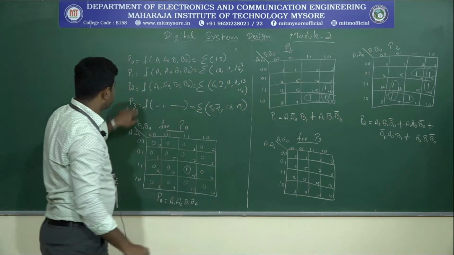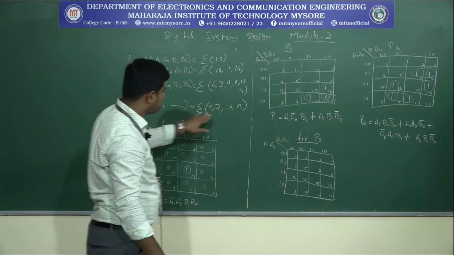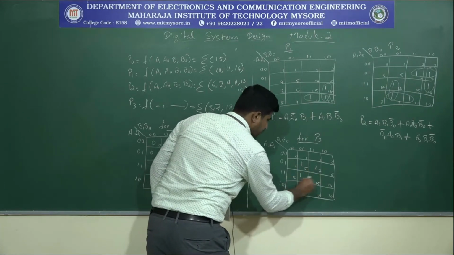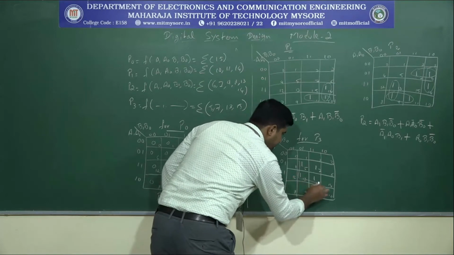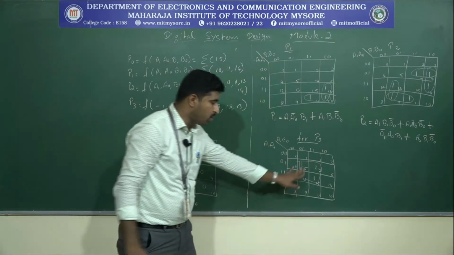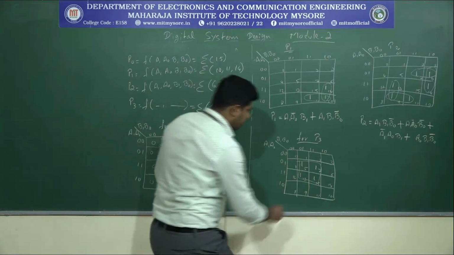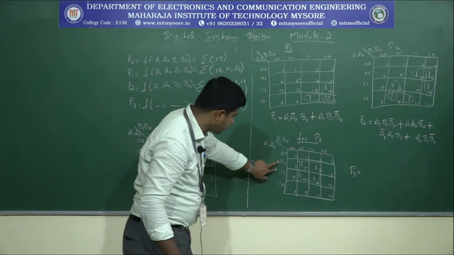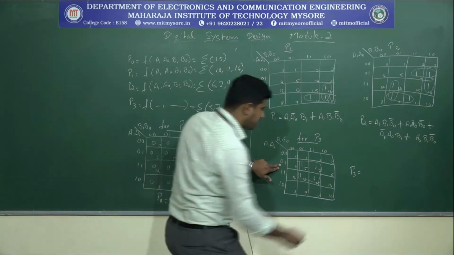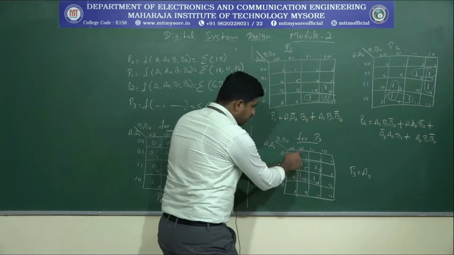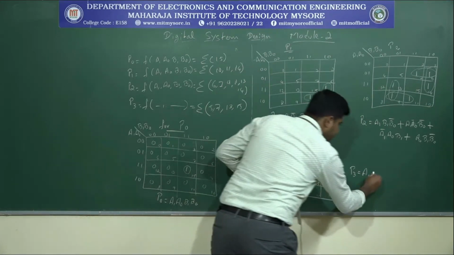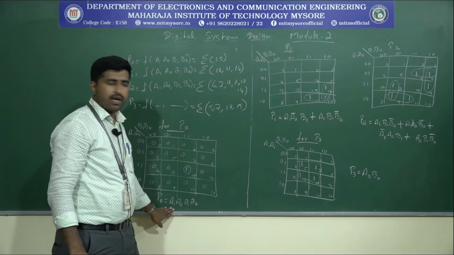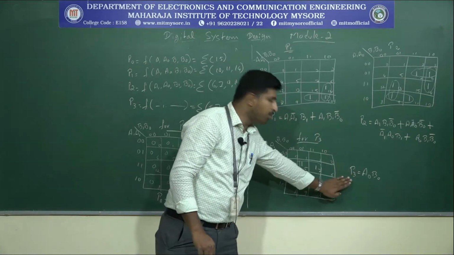Okay, so as per P3, 5, 7, 13, 15 will be 1 and the remaining will be 0, so that means we will have only one 4-cell group. According to that, the simplified equation for the function P3 is 0 1 1 1, so that is A naught, and next 0 1 1 1, so that is B naught. Okay, so these are the 4 equations we have, P naught, P1, P2, P3.